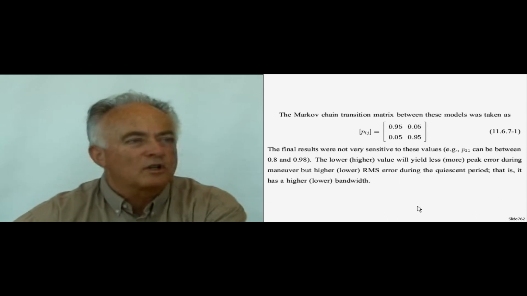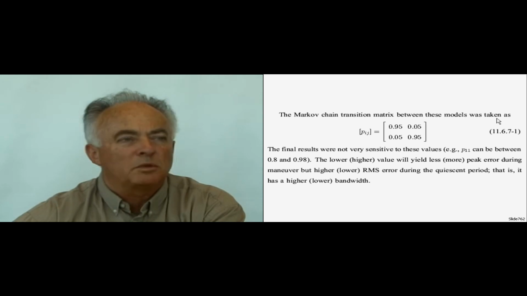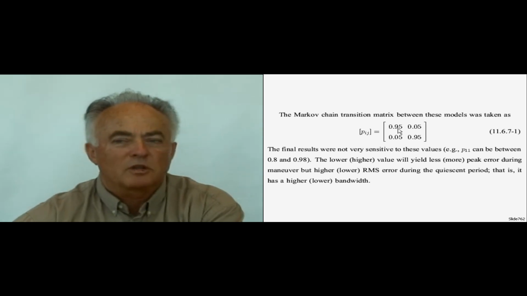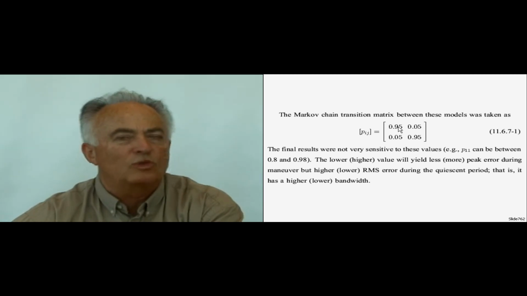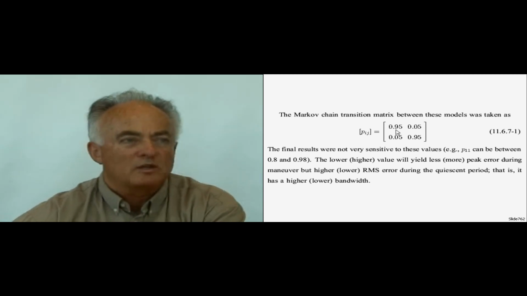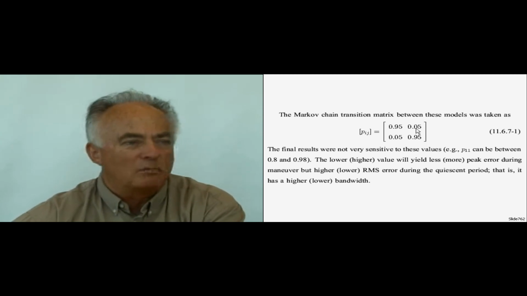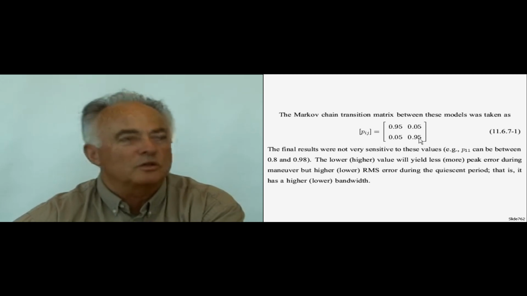Now, the Markov chain transition matrix was taken as, and this is a design parameter. In this case, we assume that from one sample to the next, there is a probability of 95% that the object, if it does not maneuver, will continue not maneuvering. It has a 5% probability of starting a maneuver. If the object is maneuvering, it has a 95% chance of continuing to do the same thing, and a 5% chance of getting out of it.